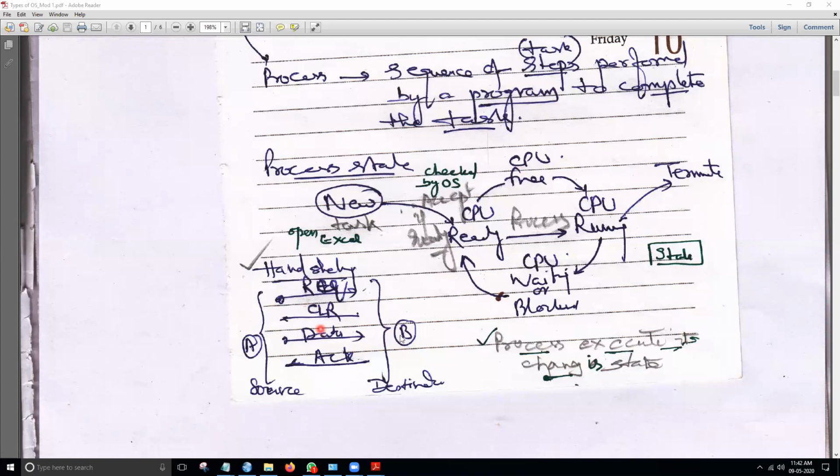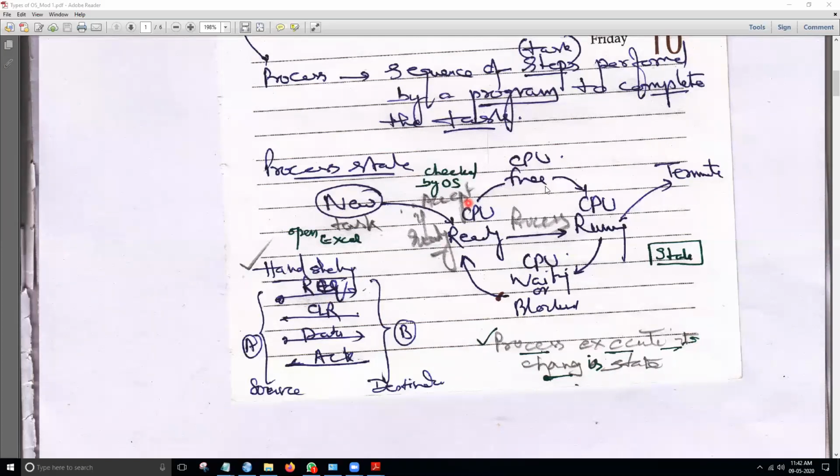Then data will be going from A to B. Once the data is received, it sends an acknowledge. So clear and acknowledge are nothing but thanks from B to A, and a request and data are nothing but a communication from A to B to send some information. So this is known as the handshaking method.